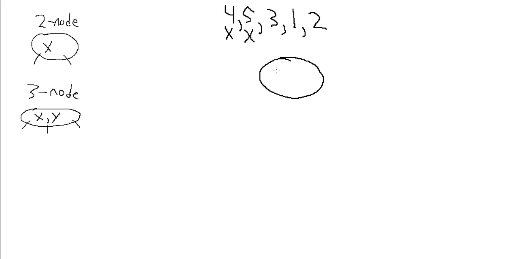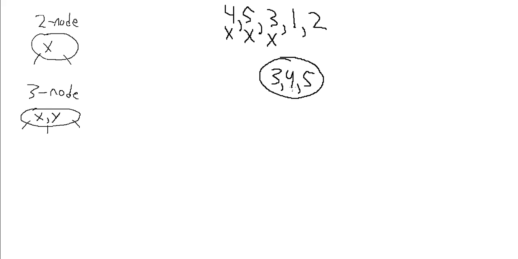So 5 is greater than 4, so it goes to the right of the 4, and we put it right here. And so that makes this 2 node turn into a 3 node because now we have 2 different values in here. Next, we're going to insert the 3. The 3, again, is going to be inserted into this node because it is a leaf node. And so the 3 is going to go to the left of the 4 and the 5 because it is less than both of them. And it's going to turn the 3 node into a 4 node.